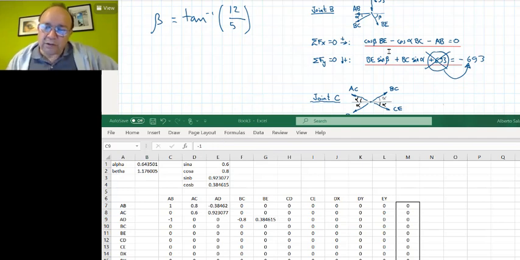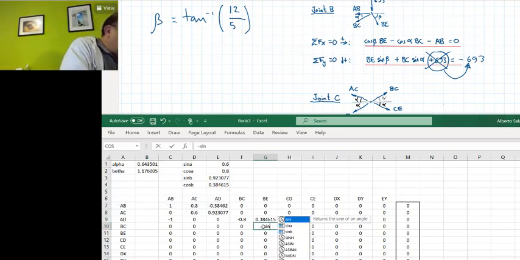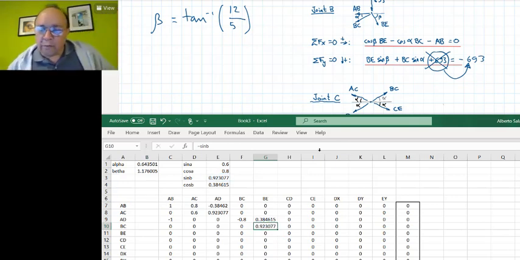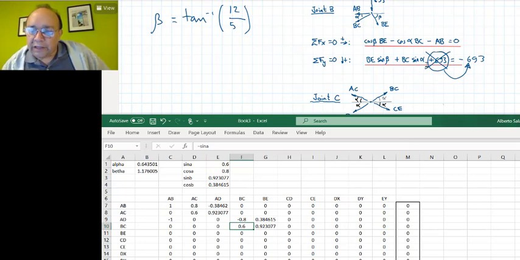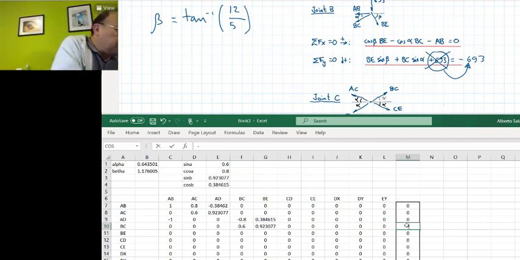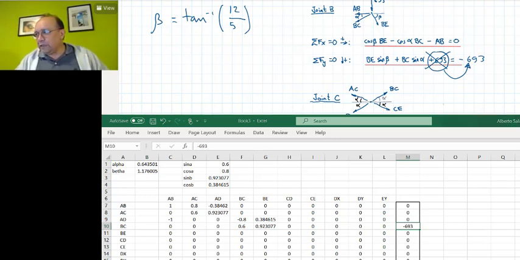Next equation, this one right here, BE sine beta, equals sine beta. BC sine alpha, BC here equals sine alpha. And then the right hand side of the equation is minus 693.